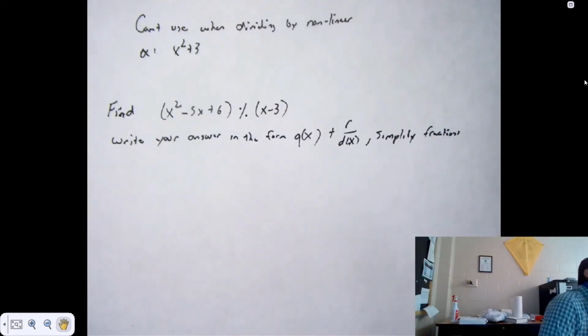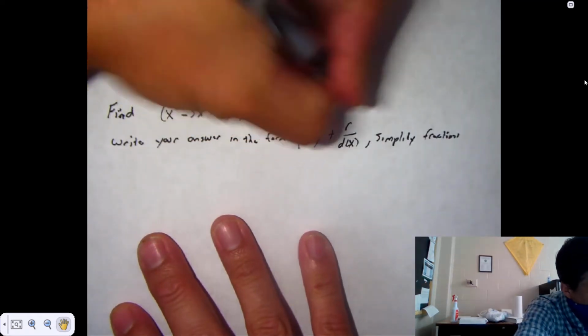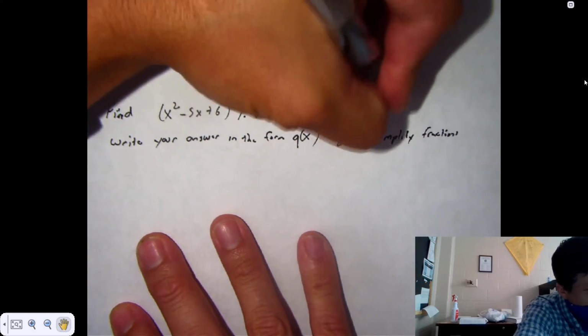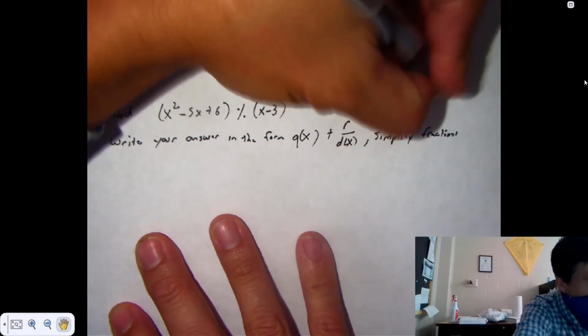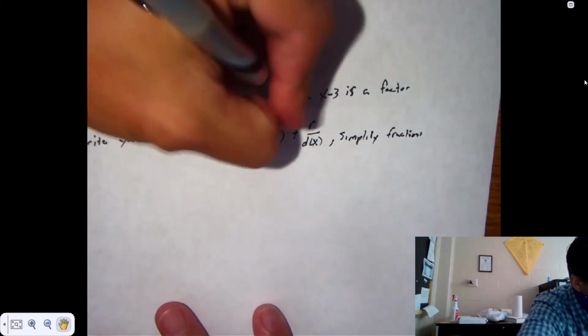Now, synthetic division assumes that the divisor, what you're dividing by, is a factor. It just goes ahead and makes that assumption. So we're going to assume x minus 3 is a factor. If x minus 3 is a factor, what is x? 3. If x minus 3 is a factor, x equals 3, because 3 minus 3 is 0. You're a factor if your remainder is 0.